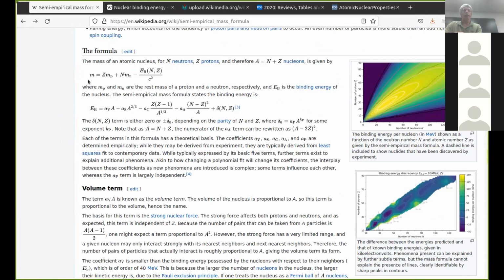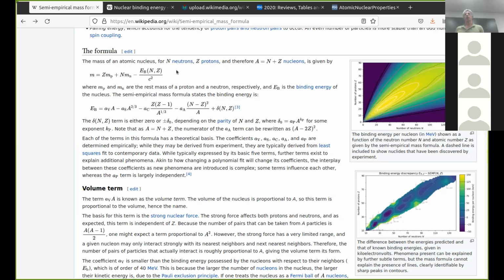We know Einstein's relationship that mass is a form of energy, E equals mc squared. And so to know the total mass of a nucleus, if it's a stable nucleus, then it's equal to the mass of all its constituents. We have Z protons, Z times the mass of an individual proton, and N neutrons. So add to the total mass of the protons the total mass of the neutrons. And now it turns out if it's a stable nucleus, then it's got some binding energy that's released, okay?